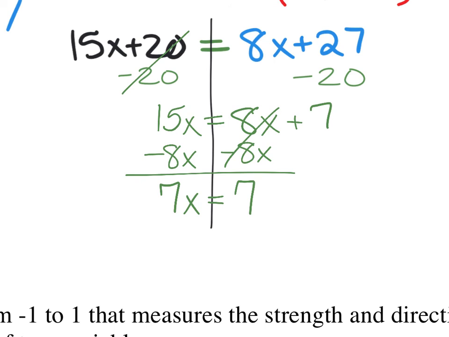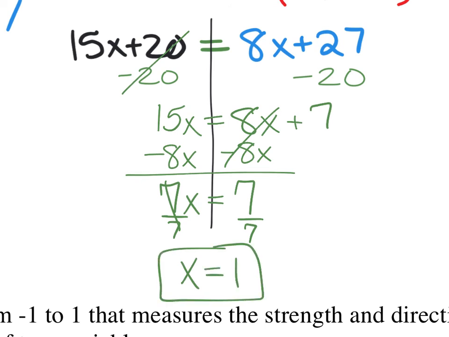The last thing I need to do is get that x by itself. It is currently multiplied by 7. How do I undo multiplication? Divided by 7. Divided by 7 on both sides. That's going to get rid of that front 7. And then all I have to do is 7 divided by 7 is 1. X is perfect. X equal to 1. Or 1x equal to 1.